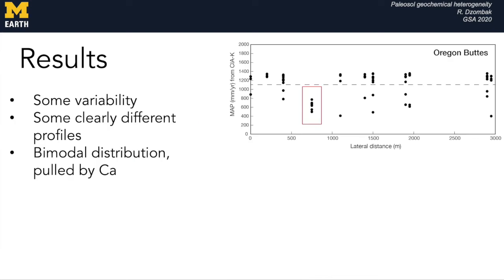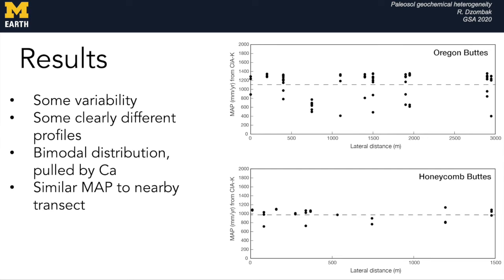If we then translate those results into our mean annual precipitation reconstruction, we see that they tend to be around the mean, which is this dashed line here. But there is this bimodal distribution where we have clusters right up here around the mean, and then some of these really low values that are, again, pulled by that calcium. And so this points to the importance of screening your samples and, again, just sampling multiple profiles so you can be sure to get a good, sort of statistical understanding of the distribution of values in your paleosols.